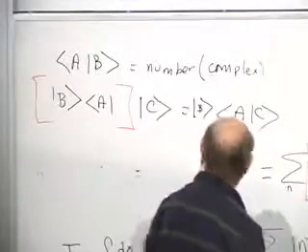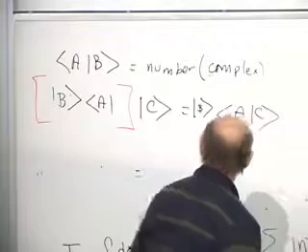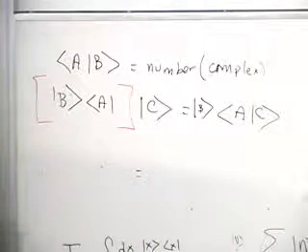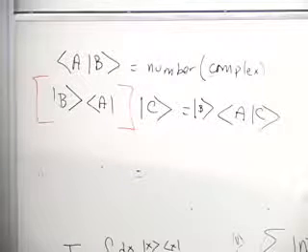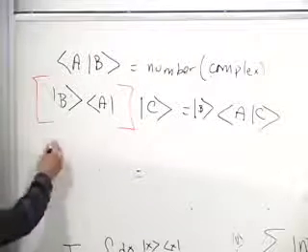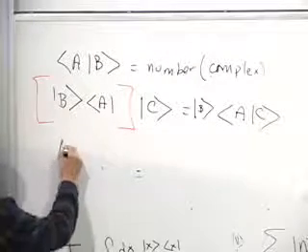Operator times ket equals ket, yes. But the question is, in what sense is this complex? Well, it's complex in the sense that it's not equal to A times B.